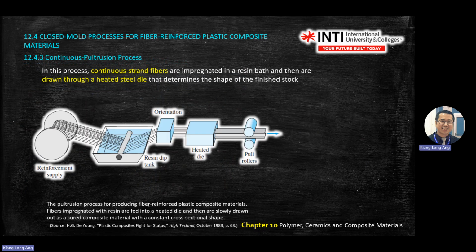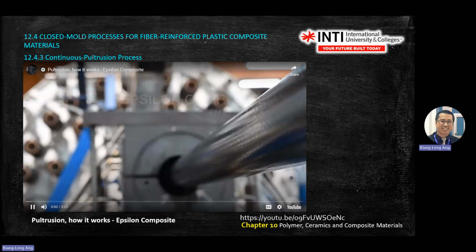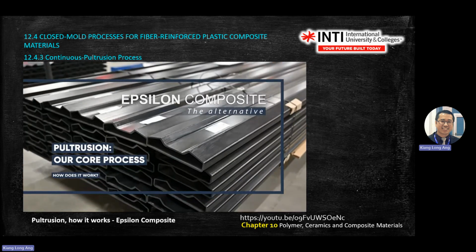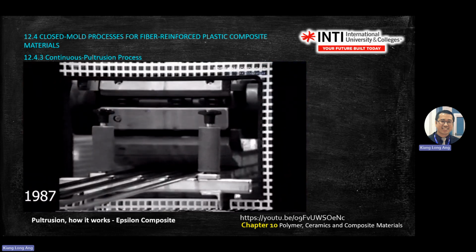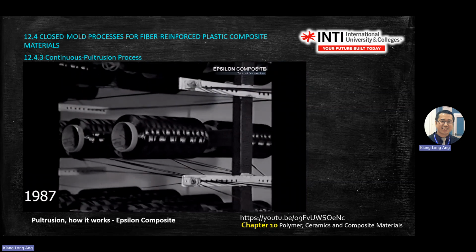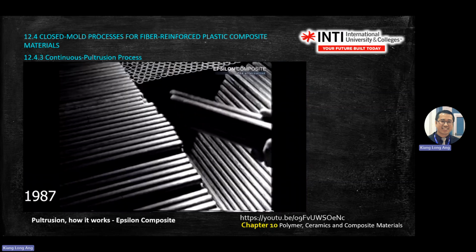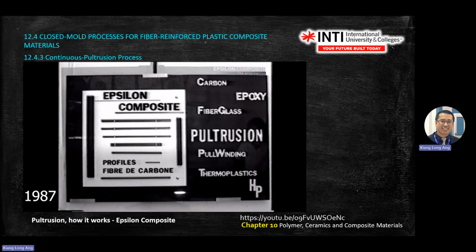Continuous protrusion, this is like you pull the thing out. Pultrusion is a highly automated and continuous process dedicated to manufacture composite profiles. Epsilon Composite, 35 years ago, was the first industrial company to combine the pultrusion process with high-performance materials such as carbon fibers and epoxy resin, targeting a wide range of applications and developing a unique know-how throughout the years.